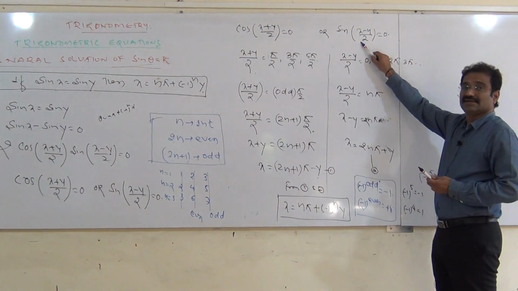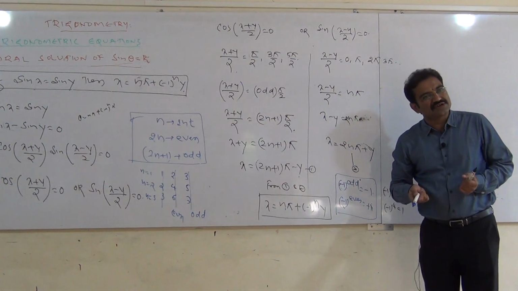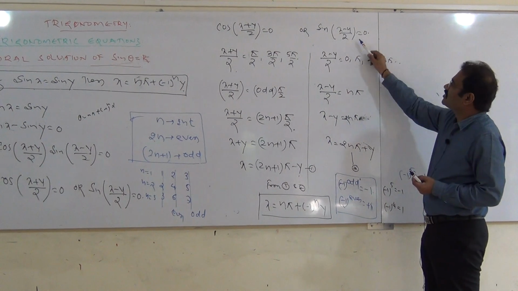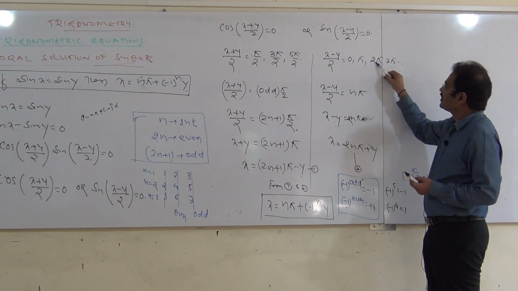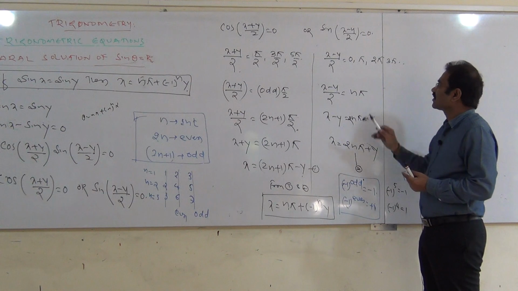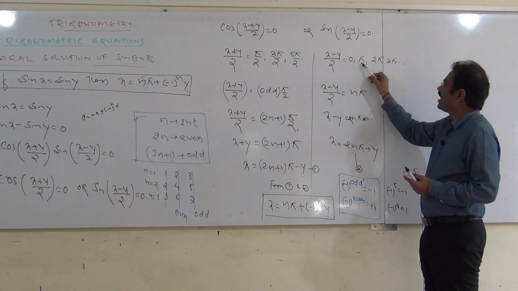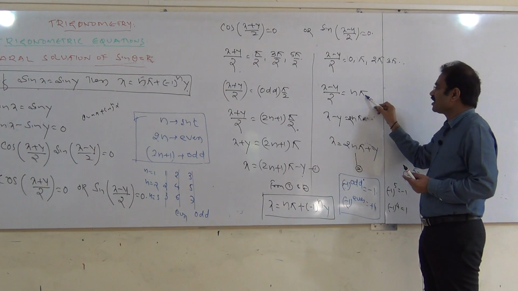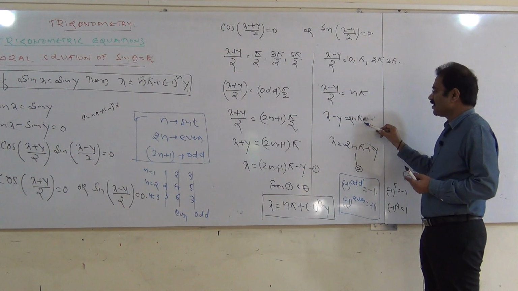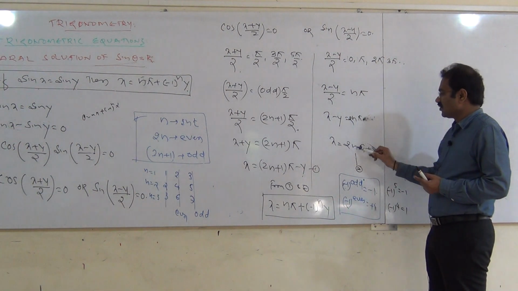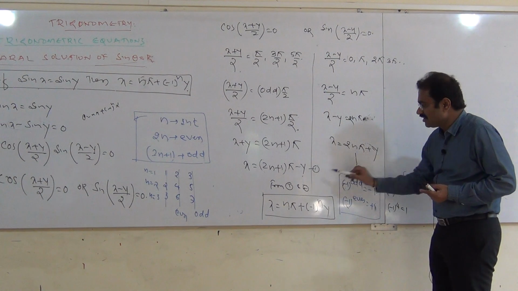Now I take this one. When will the sine be 0? Sine will be 0 for 0, 180, 360. So it is written as 1 pi, 2 pi, 3 pi, integral multiples of pi, that is 2n pi. I want x, so x is 2n pi plus y. Now I have to combine these two.